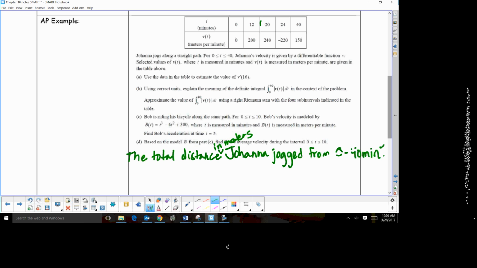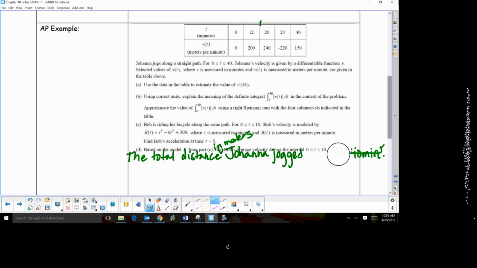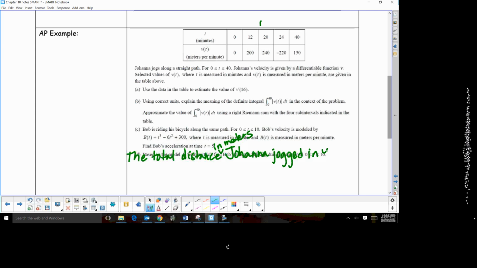What if I just said that she jogged in 40 minutes? Is that okay? Why not? Okay, it could be any 40 minutes, so that's not okay. What if I said in the first 40 minutes? That's okay. Alright, do you see all those differences of how you can lose points? Alright, so there's the explanation. So now see if you can go find it.